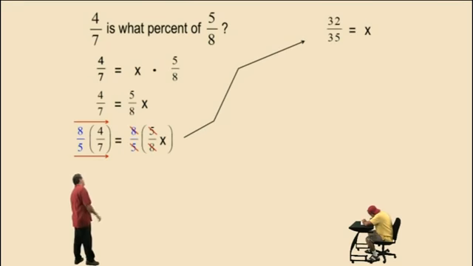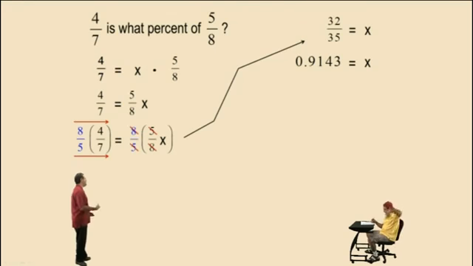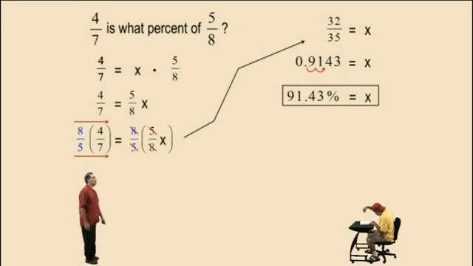Charlie, what'd you get? 32 divided by 35. 0.9143. Very nice there, Charlie. That's rounded to the nearest 10,000s. And now we need to change our decimal to a percent because x represented the percent we were looking for. So we move the decimal 2 places to the right, and we end up with 91.43% for our final answer. And that final percent is rounded to the nearest 100th of a percent.